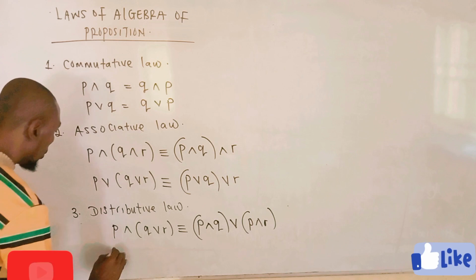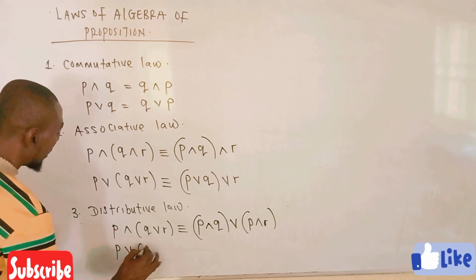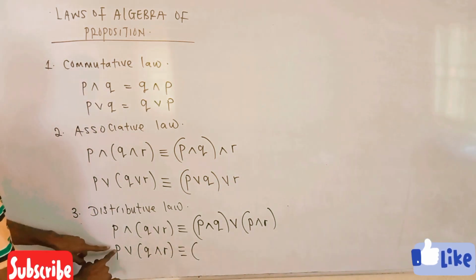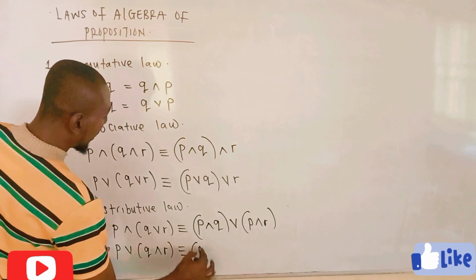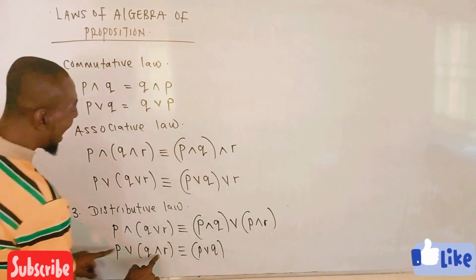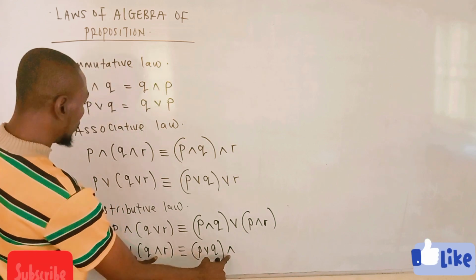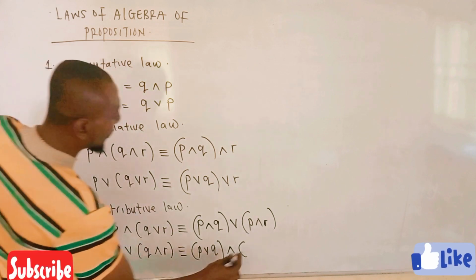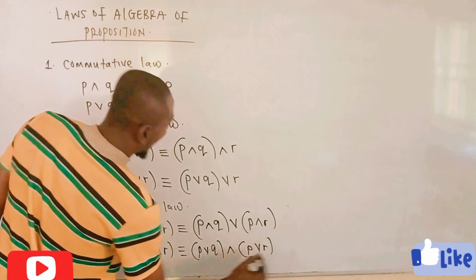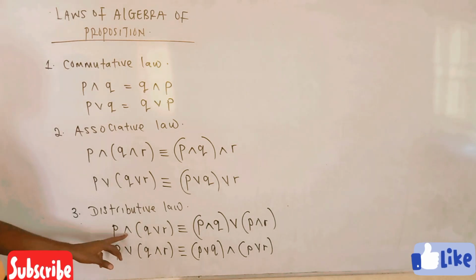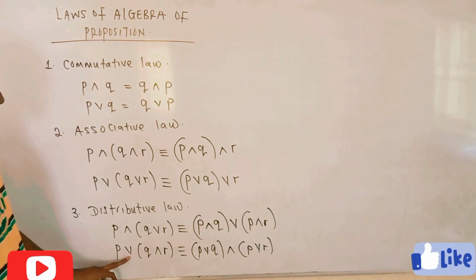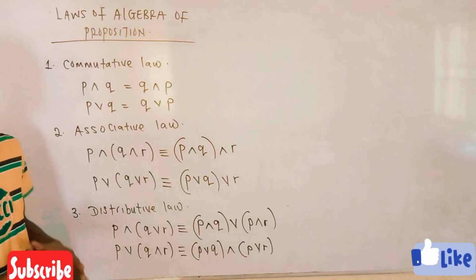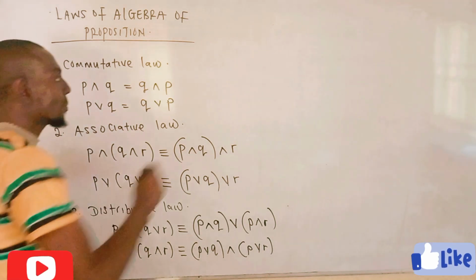So that's it. We have P or (Q and R) is the same thing as (P or Q) in one bracket, and it's now the middle, and then the last bracket is (P or R). So what you see there is we have and here, or here; we have or here, and we have and here. But the process of bringing out the parameters is exactly the same.